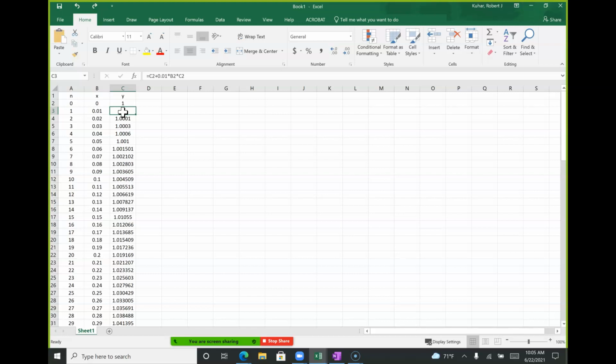The rest of you will be asking me about how to do this next week. So try and look at the video first before you all ask me again next week. Okay. So C3 equals C2 plus 0.01 times B2 times C2. Correct.